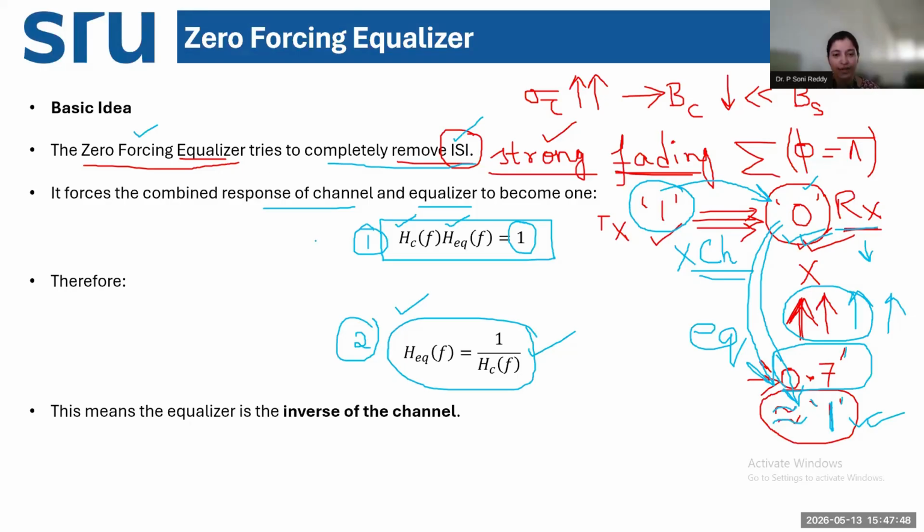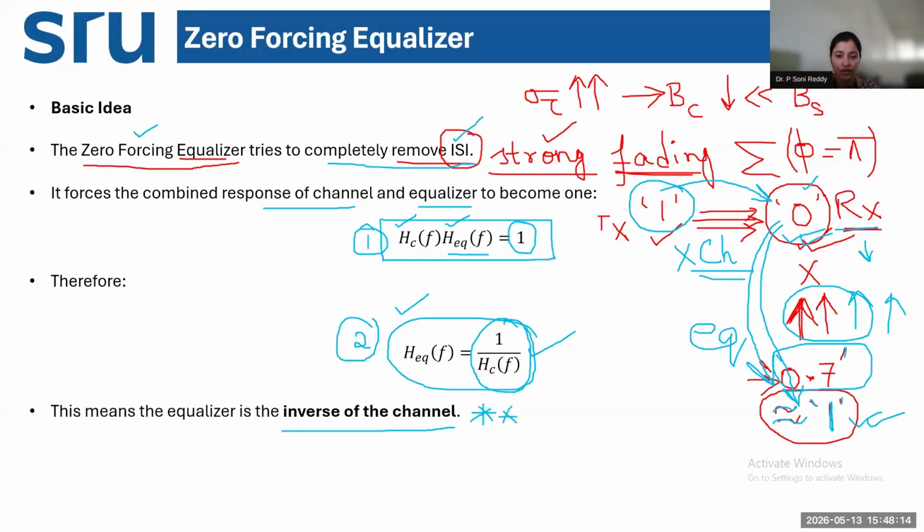So this is the guiding principle or working principle of the zero forcing equalizer. A zero forcing equalizer is an equalizer which has characteristics just the inverse of the channel. Inverse means 1 by the channel characteristics H of f. This is a very, very important property of the zero forcing equalizer.